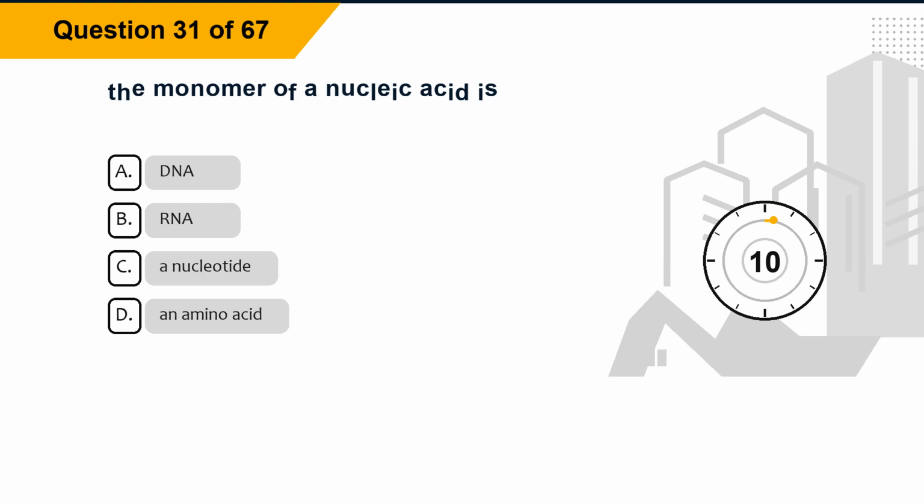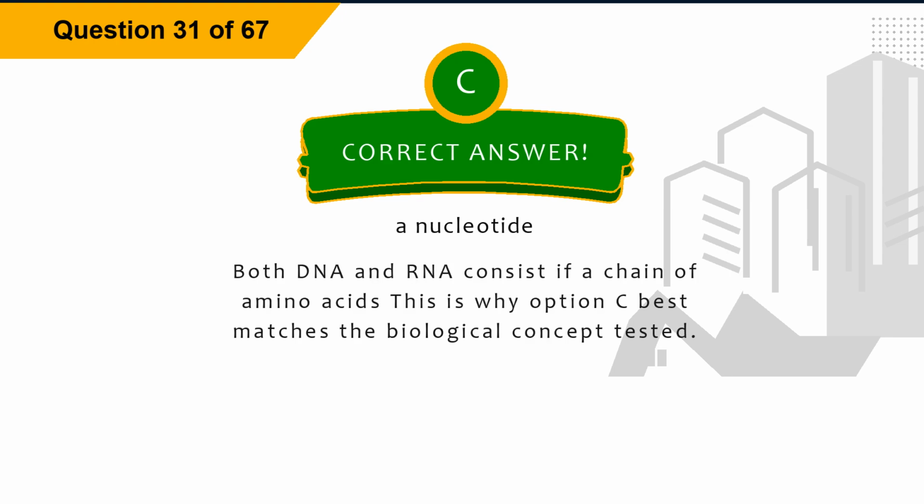Question 31. The monomer of a nucleic acid is: Option A, DNA. Option B, RNA. Option C, a nucleotide. Option D, an amino acid. The correct answer is option C, a nucleotide. Explanation. Both DNA and RNA consist of a chain of amino acids. This is why option C best matches the biological concept tested.